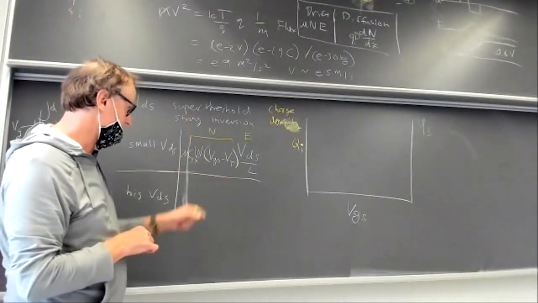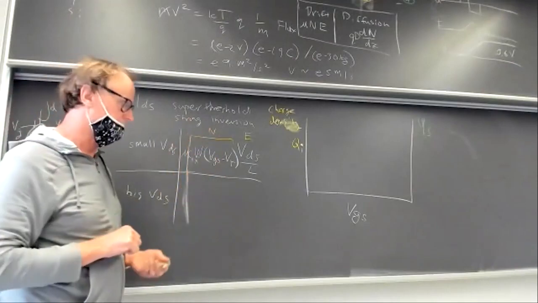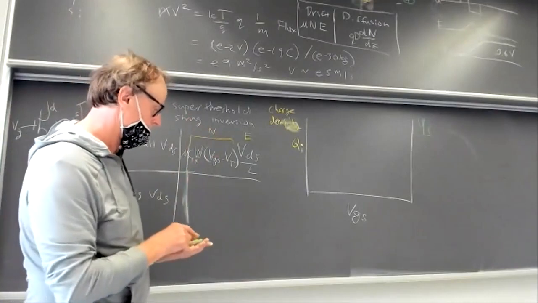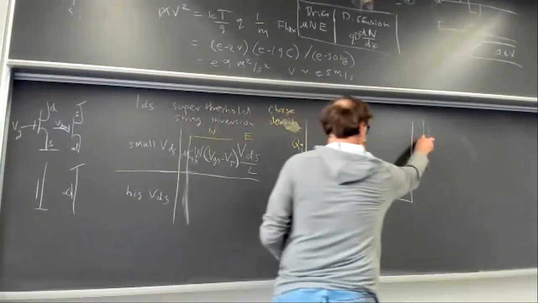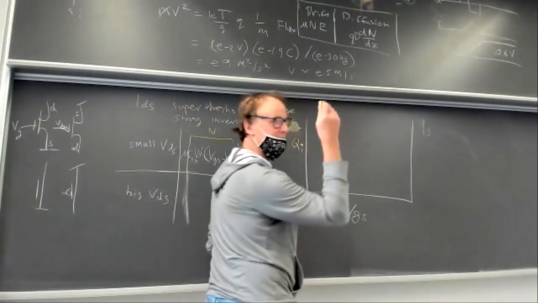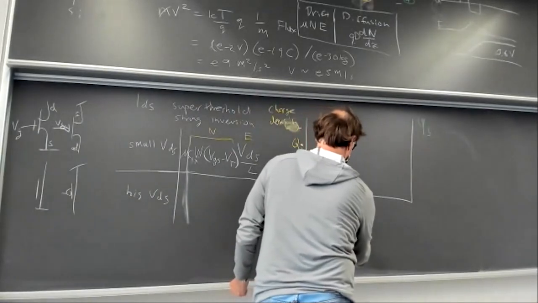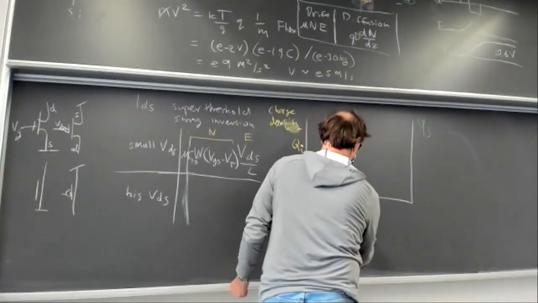So what I said was that the mobile charge density is essentially zero when you're below the threshold voltage. So therefore this mobile charge density should be zero. Actually, it's increasing exponentially, but for the purpose of above threshold, it's zero. And then as you go above threshold, the charge density just increases linearly.